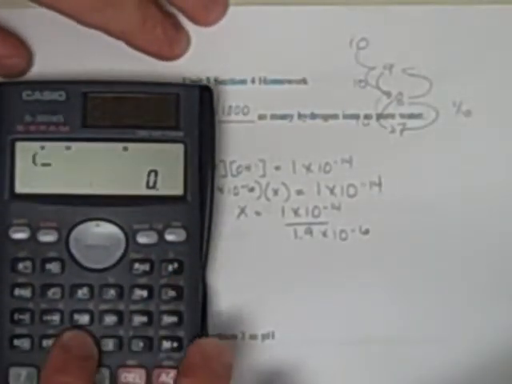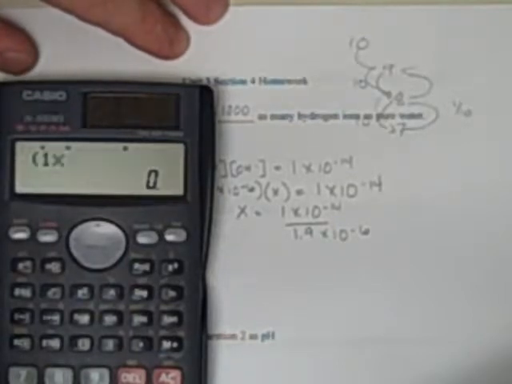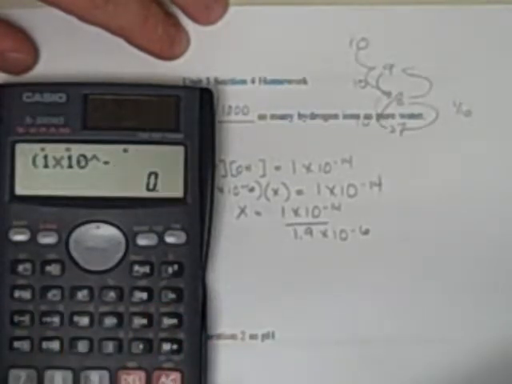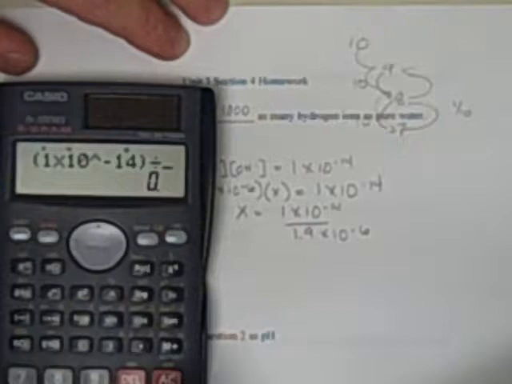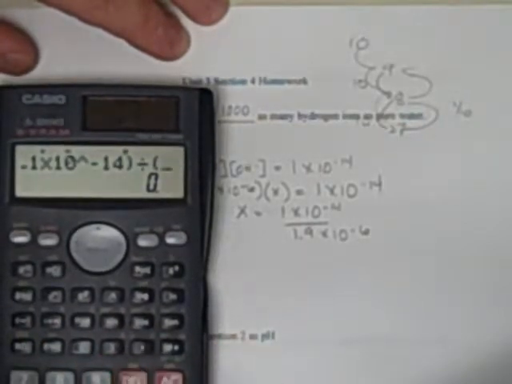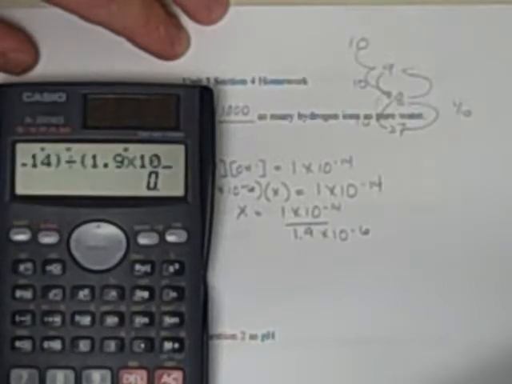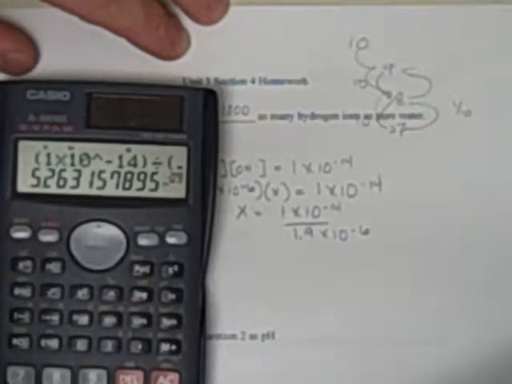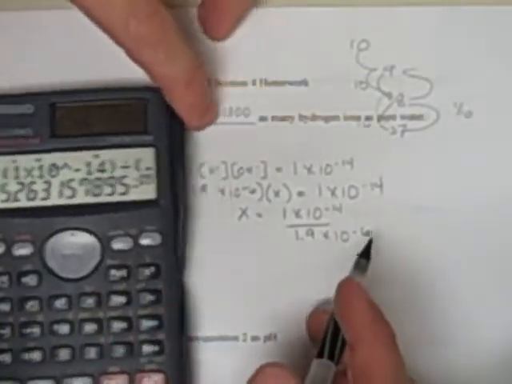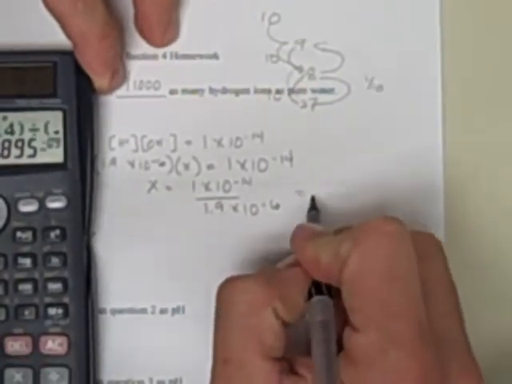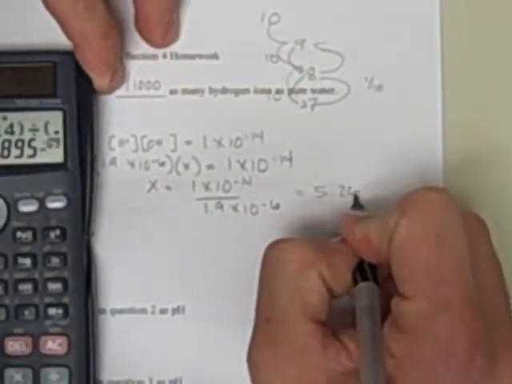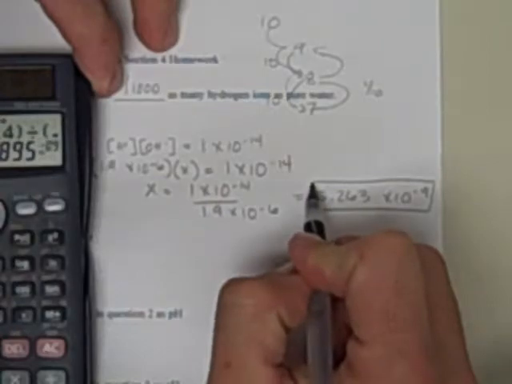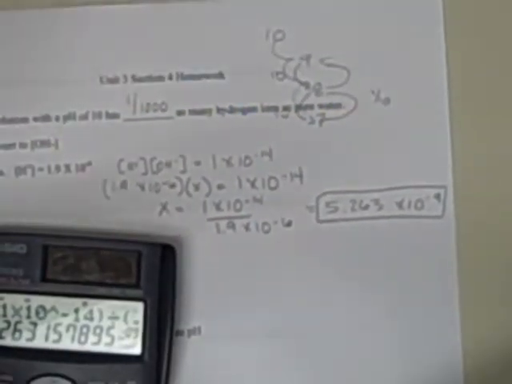So in my calculator, I'm always cautious to make sure I put things in parentheses. I have 1 times 10, that's the little caret, my 'to the' sign, negative 14, close my parentheses, divided by, and I start my other one, 1.9 times 10, my 'to the' key, negative 6. Close that up, and I get a value like this, which is 5.263 times 10 to the negative 9th. And that would be my answer, or the hydroxide ion concentration.